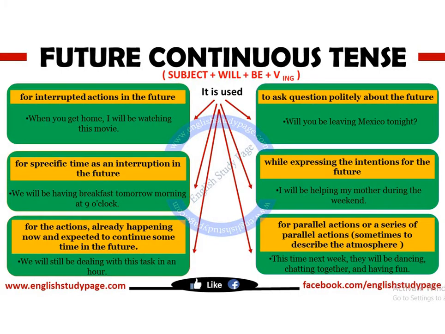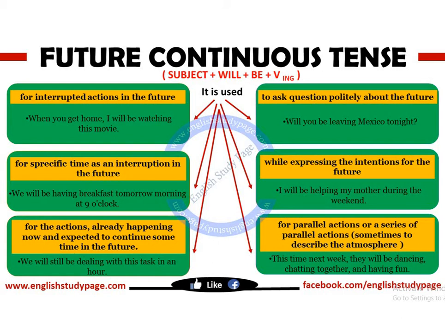The next is why future continuous tense is used and when it is used. Going through the simple formula, that is subject plus will plus be plus ing form of the verb, it is used for interrupted actions in the future, right? Some actions which are going to happen in future. For example, when you get home, I'll be watching this movie.